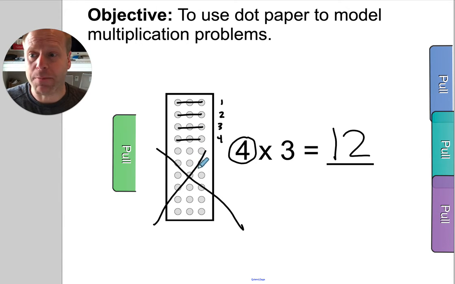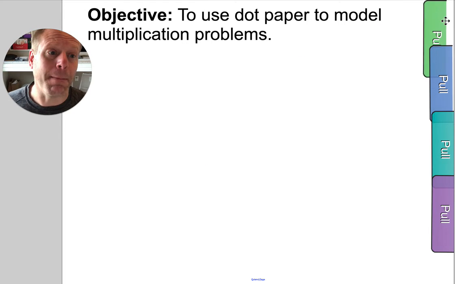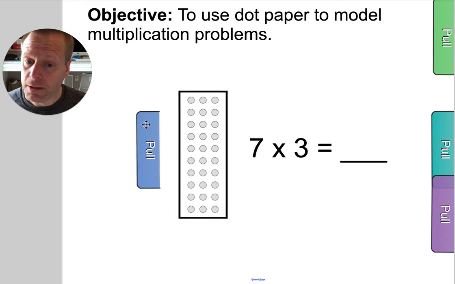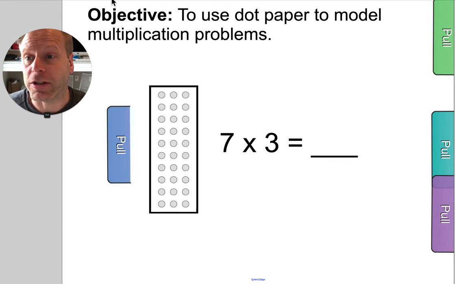Both strategies work. This one is nice if you don't know your skip counting. It works for any problem. You could multiply anything with dot paper. It might take you a little bit of time. So someone says 7 3's. Well, maybe you don't know all those. Oh, I don't know them all. But I could count that. Yeah, I just have to count it.